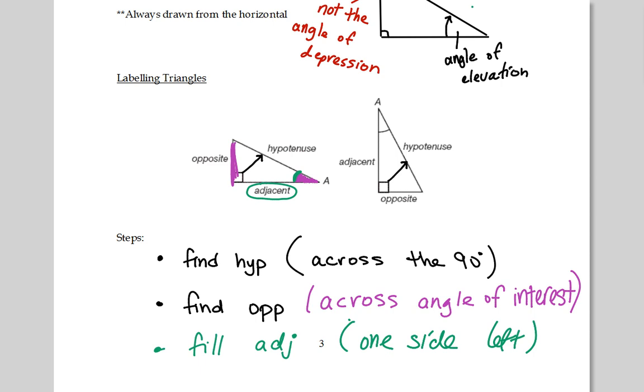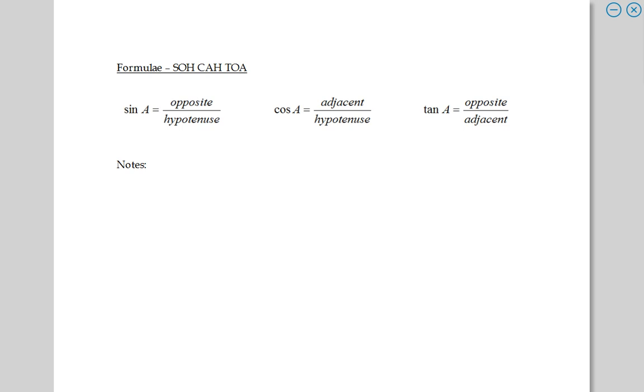So let's use my pointer and let's just talk about these steps one more time. First step, find the hypotenuse, which means I've got to find the 90 and go across. Which angle am I working with? Angle A. Angle A is up here. What side is directly across angle A? Down here. Call that opposite. There's only one side left to fill. Call it adjacent. We need to be able to do that. That is critical.